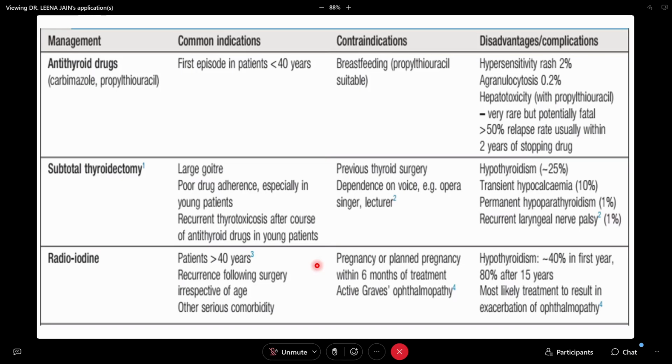So for radioiodine therapy, when the age is less than 40, we were preferring antithyroid drugs. More than 40, we are preferring radioiodine. Or even in cases of recurrence after the surgery, we used to give radioiodine therapy. Contraindications are mostly pregnancy, or if the patient is in the conception stage, then also we avoid radioiodine therapy. And also when there is an active Graves ophthalmopathy, then also we have to avoid it.